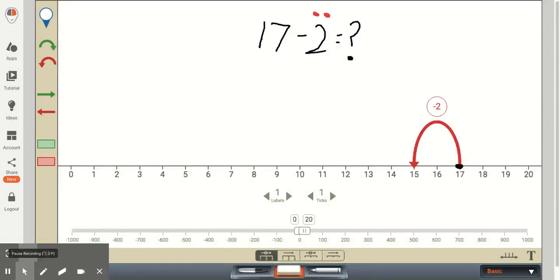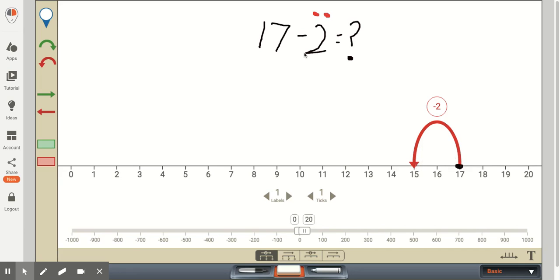Since this standard deals with adding and subtracting within 20, I have a different example here, starting with a little larger number, so 17 minus 2. But the same thing, if a student needed to use a number line, they could be starting at 17, showing that we're going to be subtracting 2. So they can be counting 1, 2. So they're going from 17 to 16 to 15.